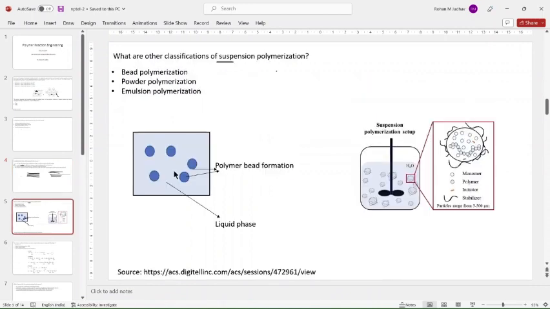And this is the liquid phase where they are suspended. Here you can see in a reactor, this is a stirrer agitator, and this is your H2O, that is the liquid phase. And then we have monomers which are suspended in this liquid phase, and an initiator. An initiator and the monomer work together to form the polymer chain.